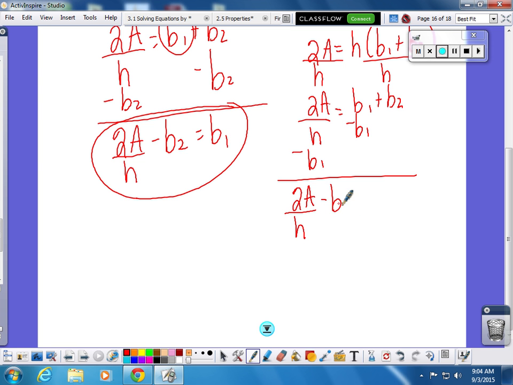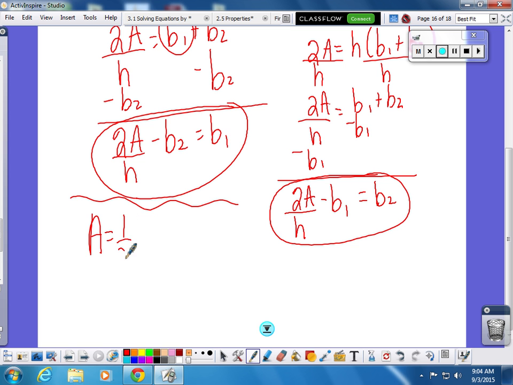Problem comes when, like over here, nothing is a like term. All right, so we'll do this one. Solve for H.